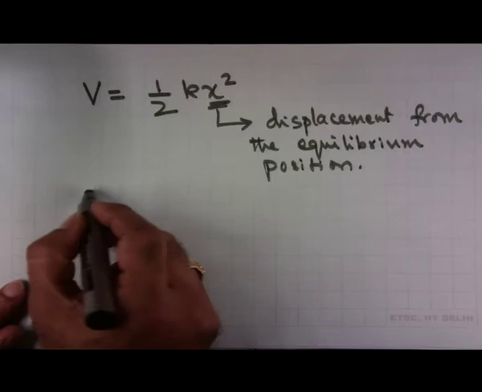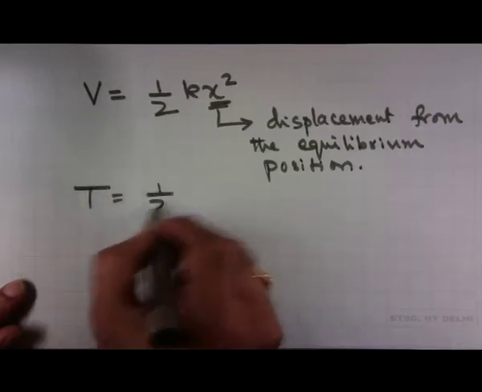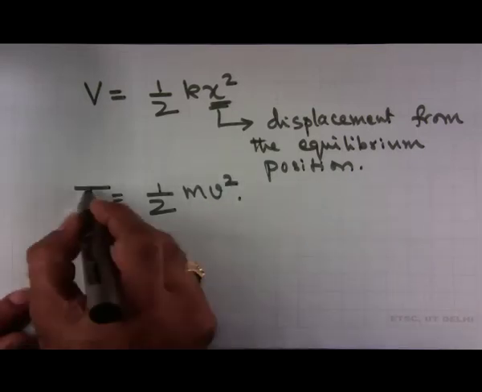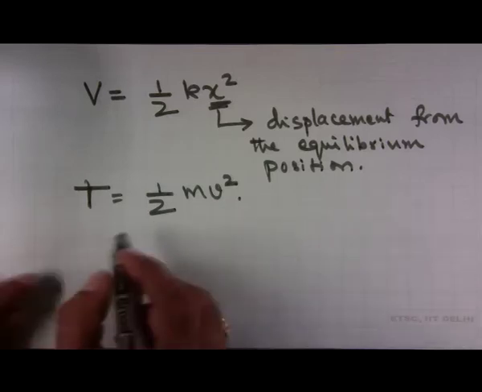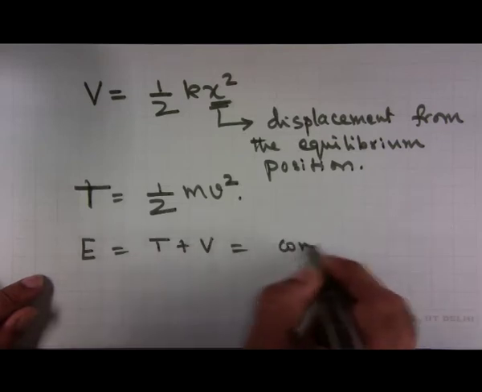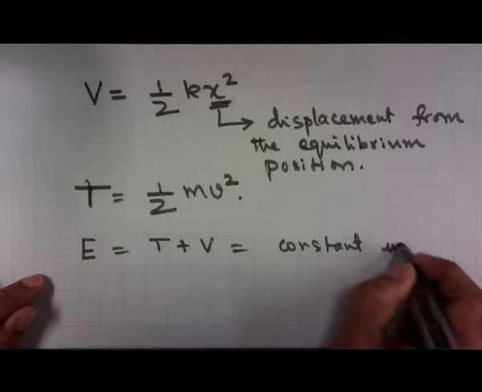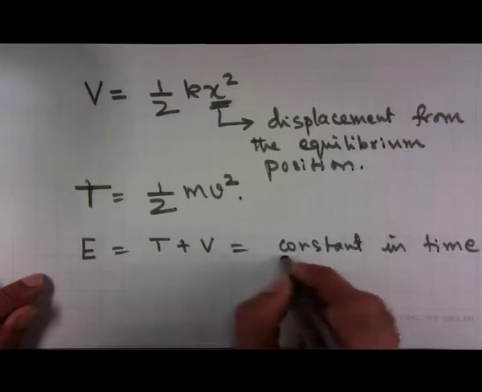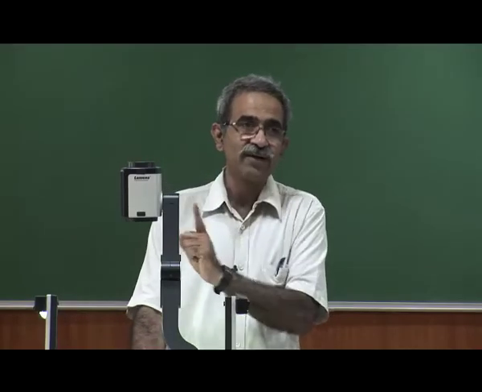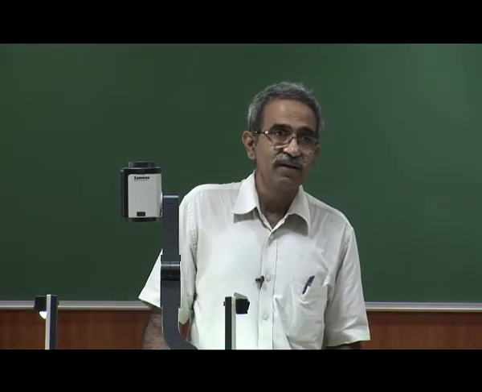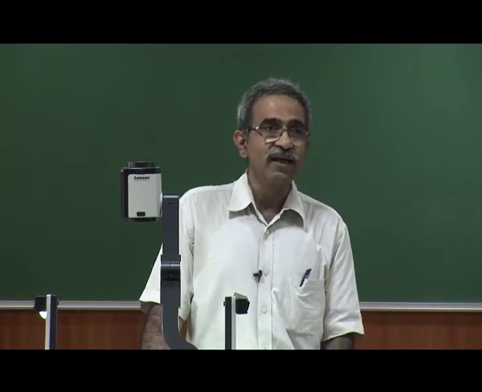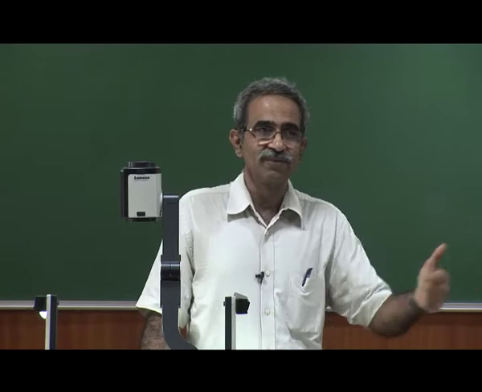Then of course we have the kinetic energy, half mv squared. If we stipulate that the total energy, T plus V, is equal to a constant in time. So we know that when a pendulum oscillates or when a spring is oscillating about its equilibrium position, it has zero velocity at the turning points. It has the maximum velocity at the equilibrium position when it passes through the center.